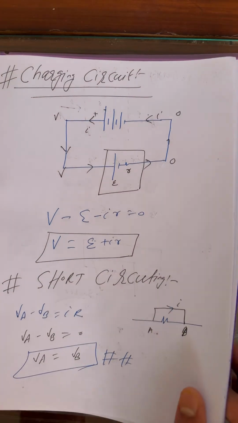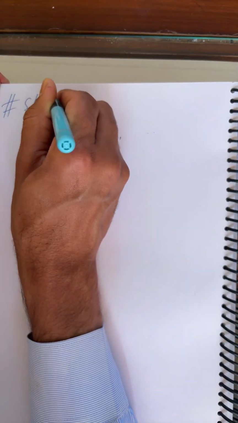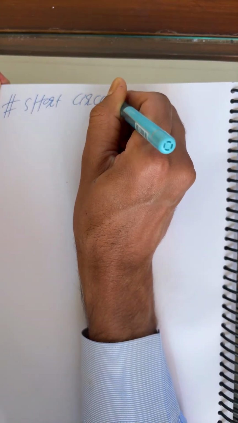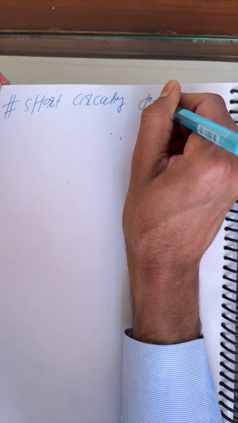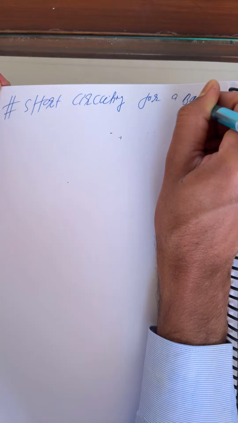Now you can also think of short circuiting a battery. You can also think of short circuiting for a battery.